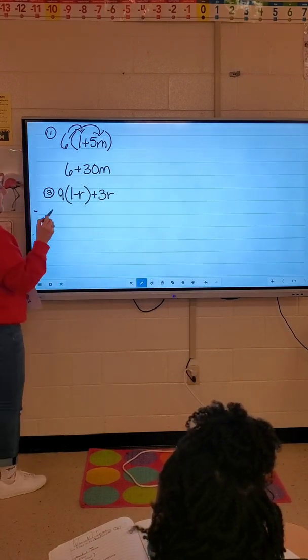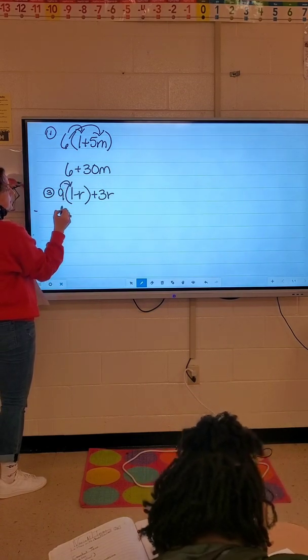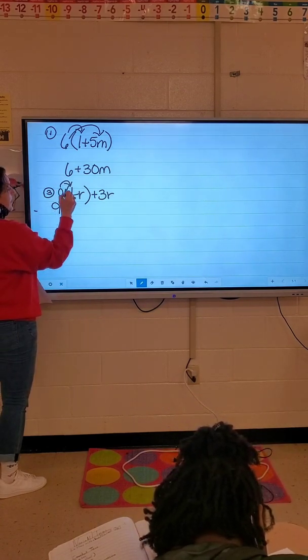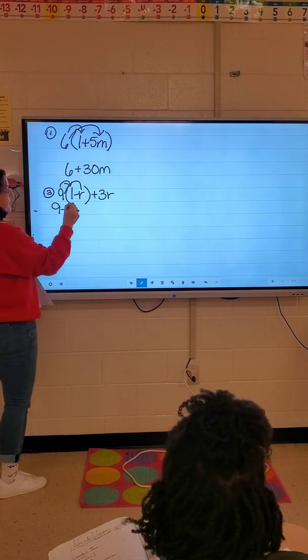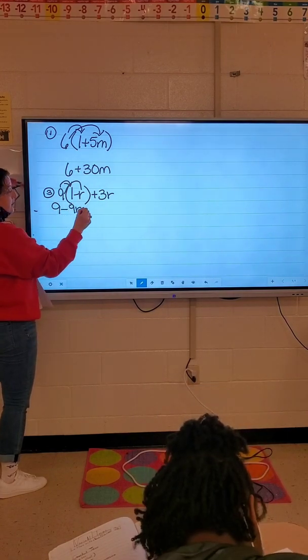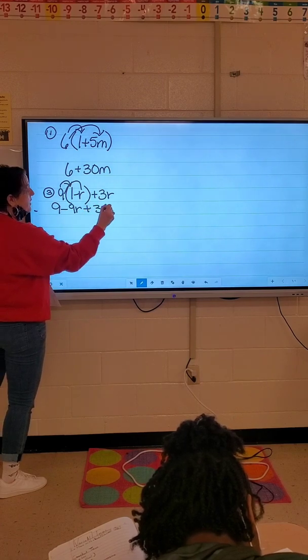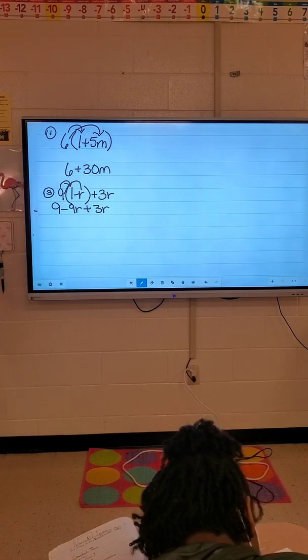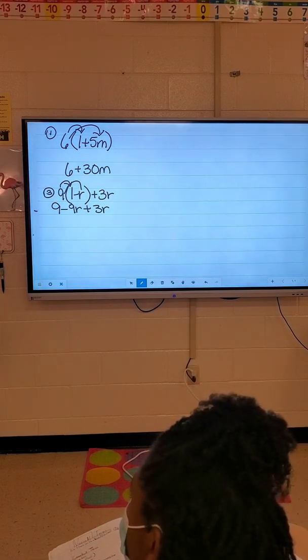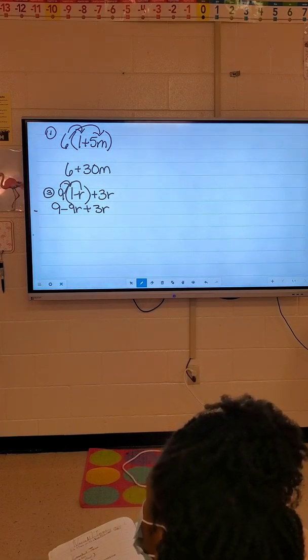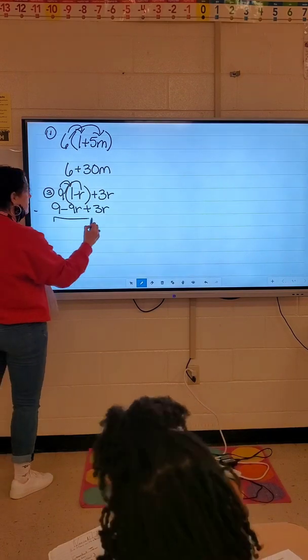We got to distribute our 9. 9 times 1? 9. 9 times a minus r? Negative 9r plus 3r. Once I'm done distributing, I can get rid of the parentheses, right? So now do I have any like terms? No. All right, so now let's sort.